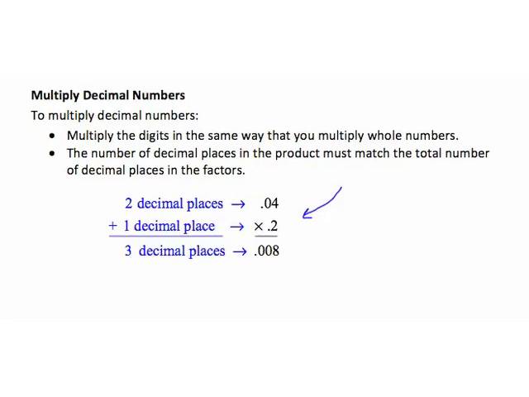Now we just have to make sure we get the right number of digits behind the decimal in our answer. So the next step is to make sure that the number of decimal places up here in my factors matches the number of decimal places down here in the product. So let's take a look. The first, 0.04, has 2 decimal places. 0.2 has 1 decimal place. Altogether that is 3 decimal places. So down here in my product, the answer, I need to have 3 digits behind the decimal. So I add 2 zeros to make sure that I have 3 digits behind that decimal in my answer.